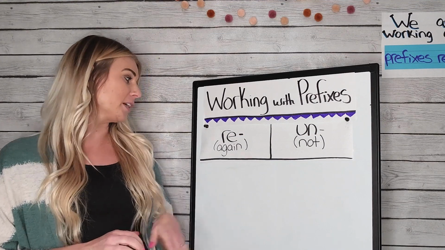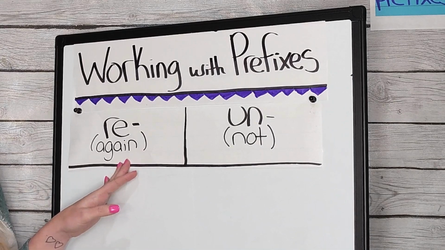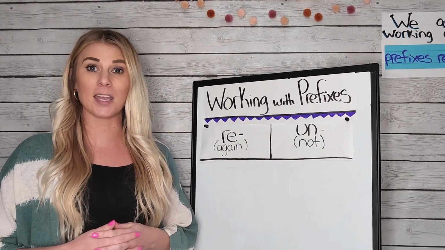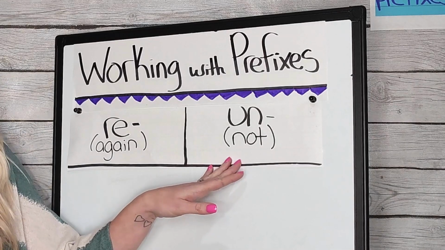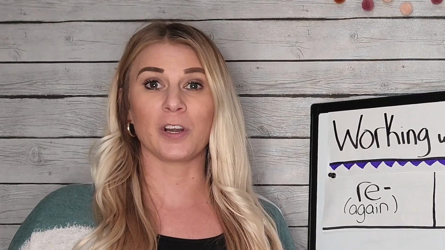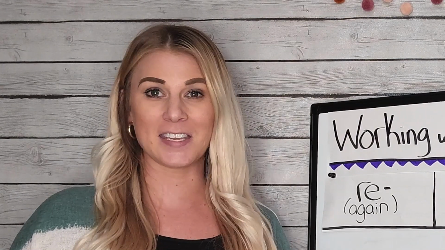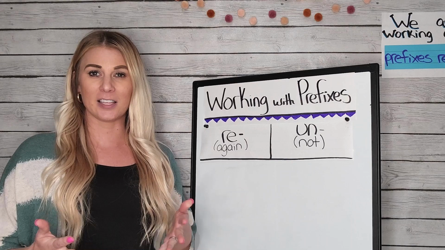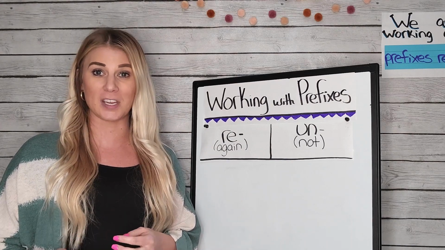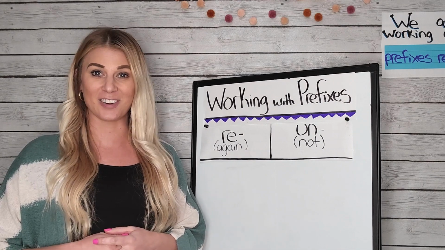The prefix re means again. For example, the word repaint means to paint again. The prefix un means not. For example, the word unable means not able to do something. Let's practice reading and sorting some of these words that start with re and un. Are you ready?